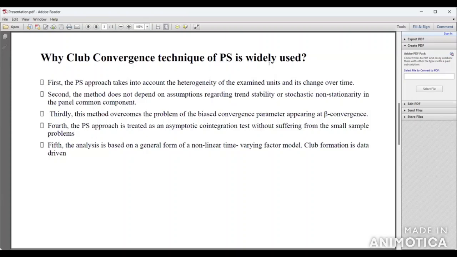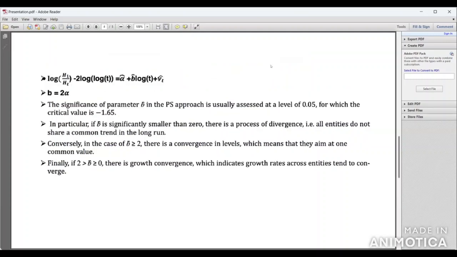And the fifth is that over a period of time, it is generally non-linear. What we mean by that is that basically we don't need stationarity of the time series, or we can say the panel data.